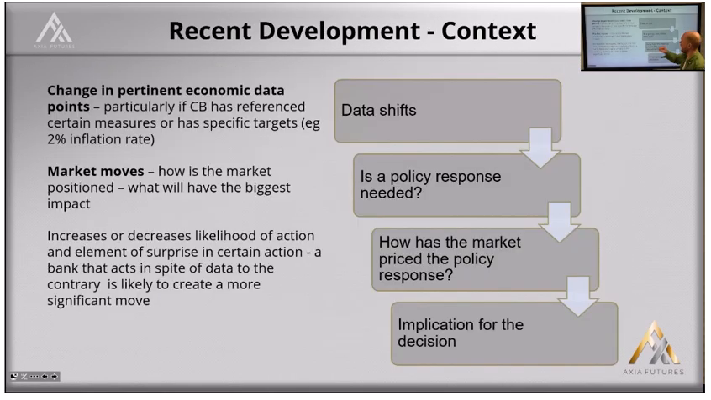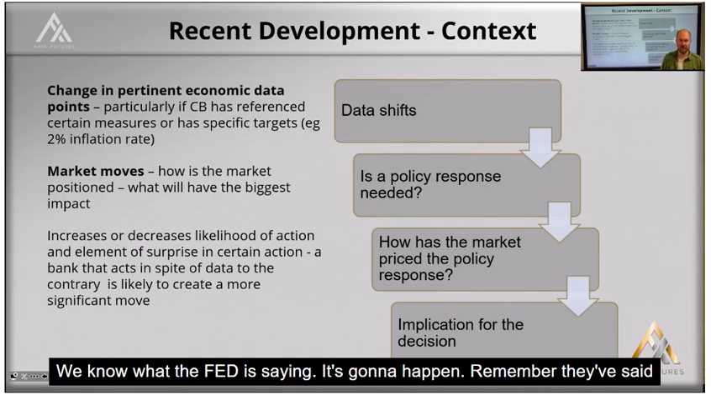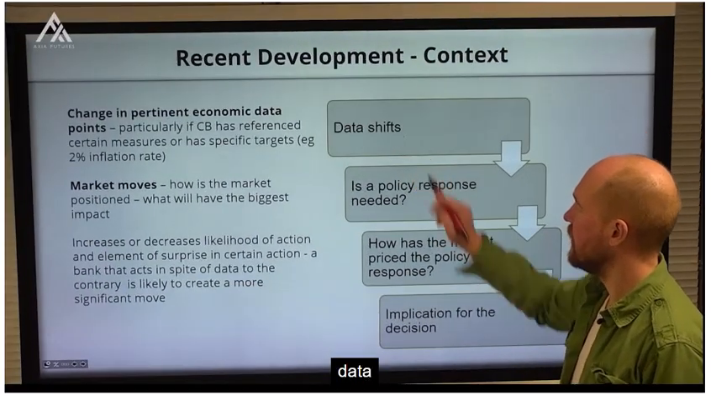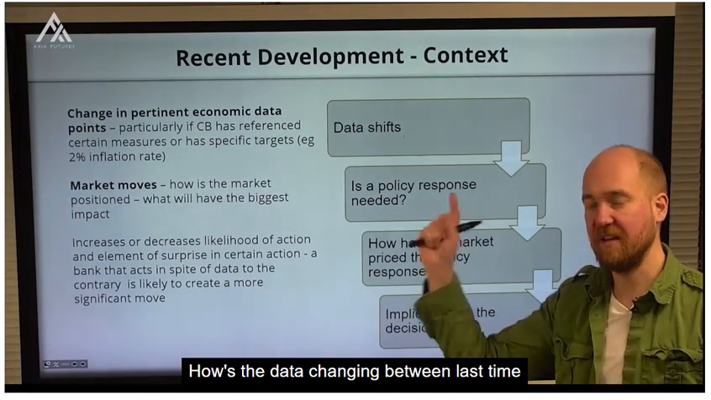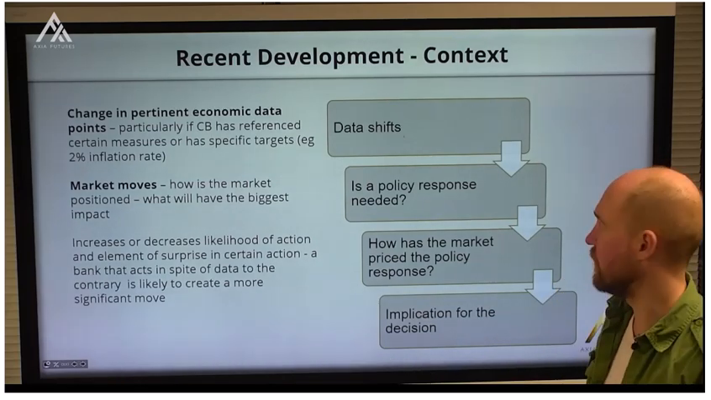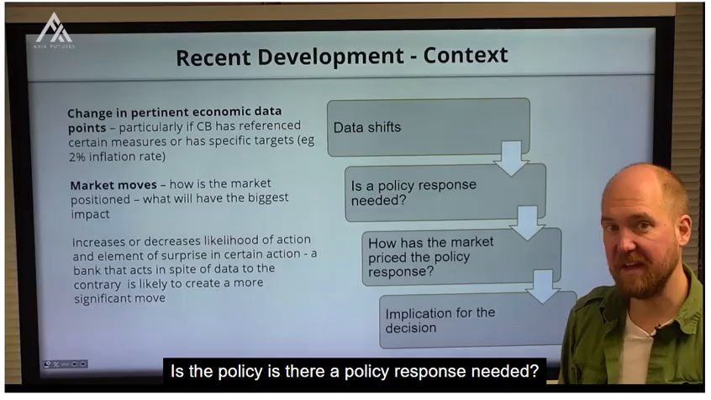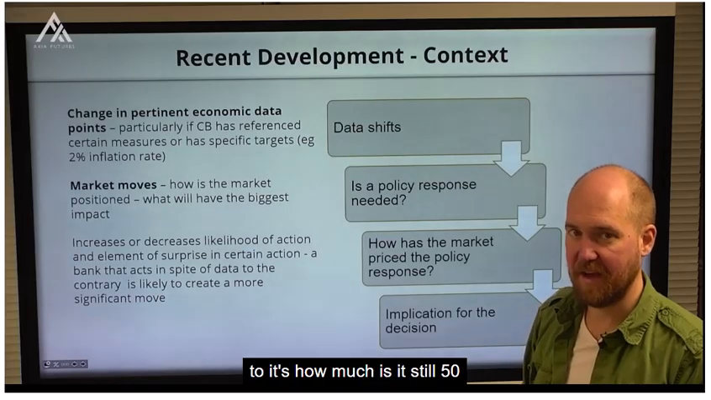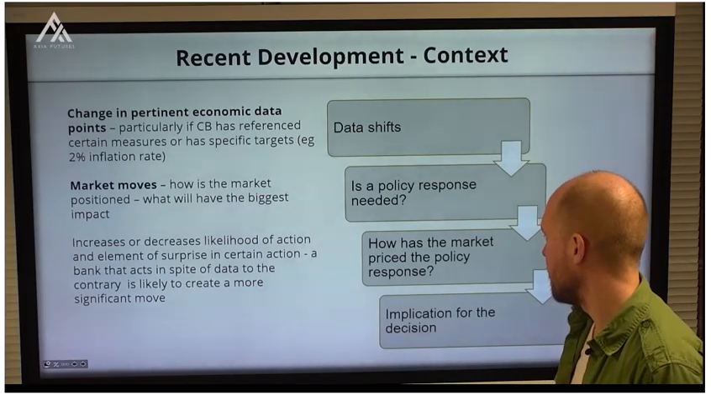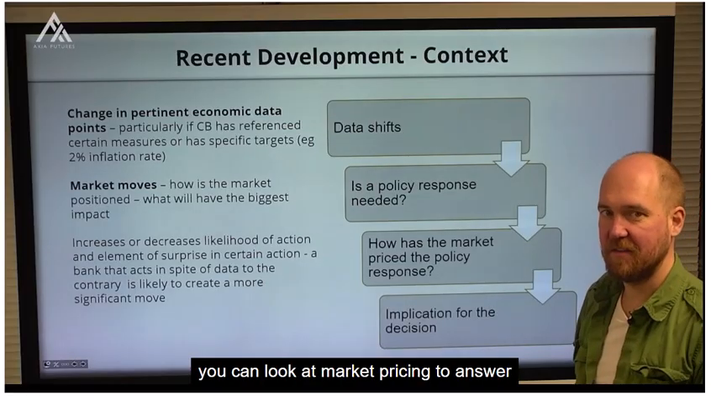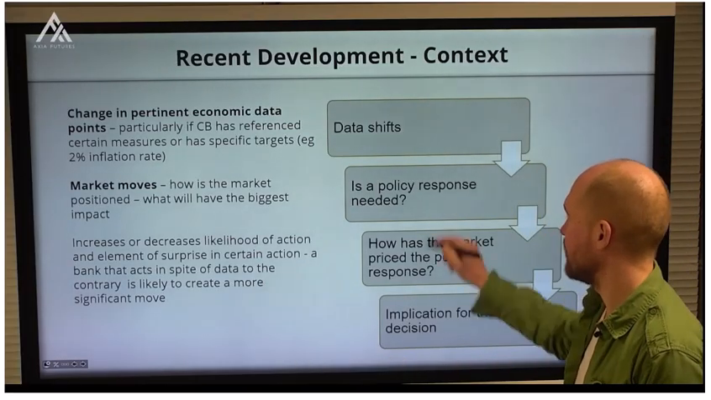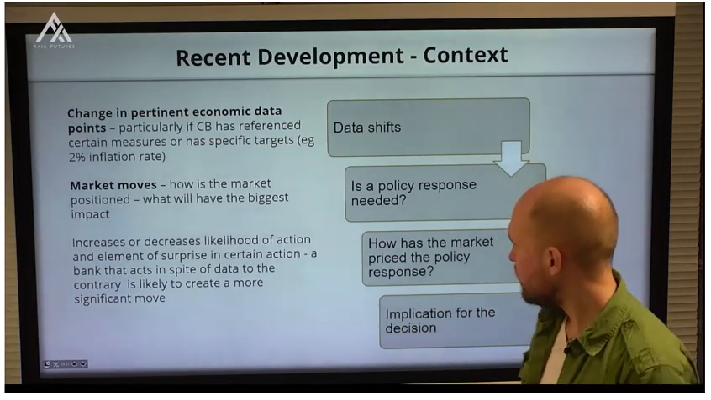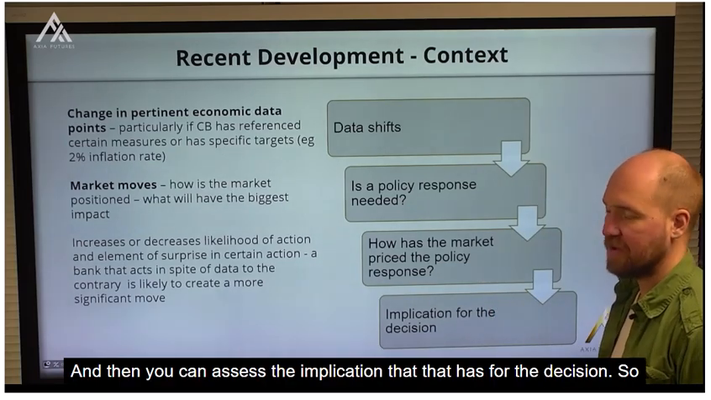So, from there, you've now got to say, right, we know what the policy is, we know what the Fed is saying is going to happen. Remember, they've said 50. So now you've got to look at data. How's the data changing between last time at the beginning of May and this time in the middle of June? Is there a policy response needed? Do they need to do something? Now we know that they're probably going to do 50, so the question is not do they need to, it's how much. Is it still 50 that they need to do? And you can then look at how the market has priced this. You can look at market pricing to answer this question. If they're going to have a policy response, how big is it going to be? What are they going to do? And then you can assess the implication that that has for the decision.